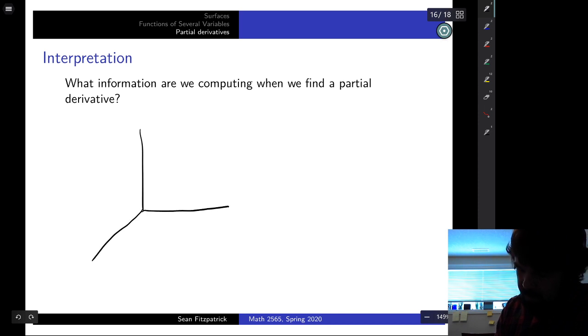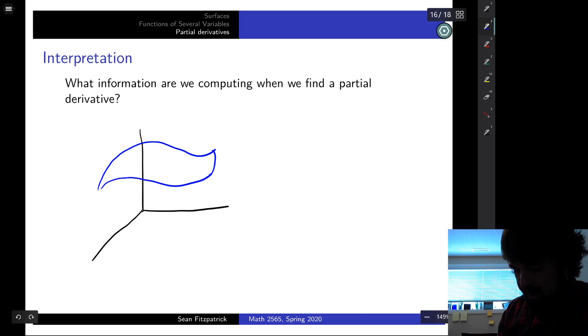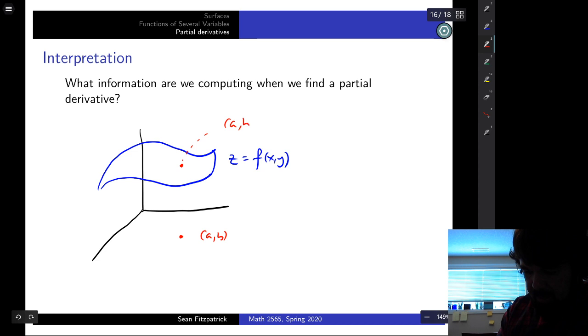So let's think about the following. Imagine you've got some surface here in space, right? And so this is the graph z equals f of x, y, okay? And we choose some point in the plane, a, b, and a corresponding point on the surface, right? So up here, this is the point a, b, f of a, b. And I guess technically this point down here we should write as a, b, 0 if it's a point in R3.